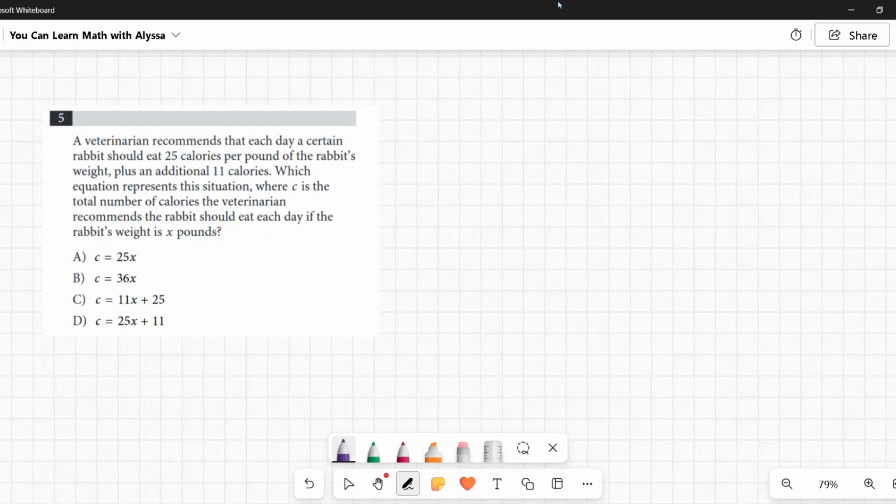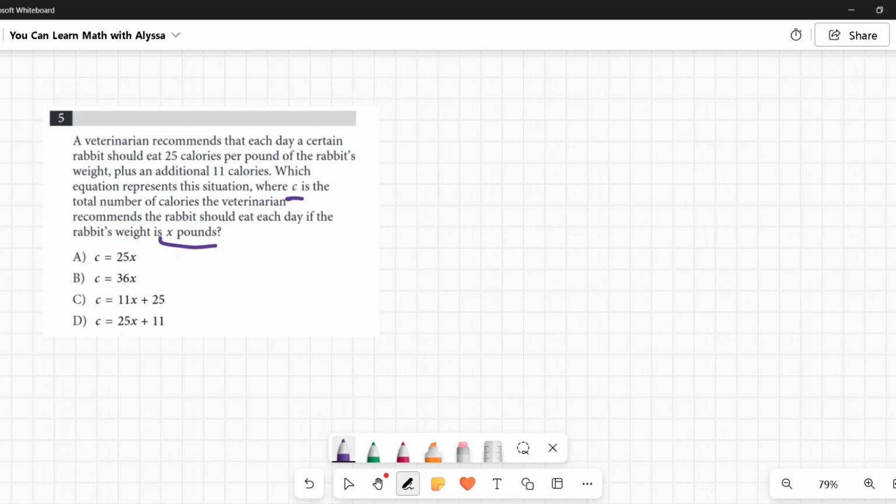Okay, so first I'm going to show you how to figure this out as if there were no multiple choice options, and then we're going to look at the multiple choice options and see how they can help you. All right. So if I'm just looking at this, the rabbit is X pounds, so my variable is X. Which equation represents the situation where C is the total number of calories and X is the pounds?